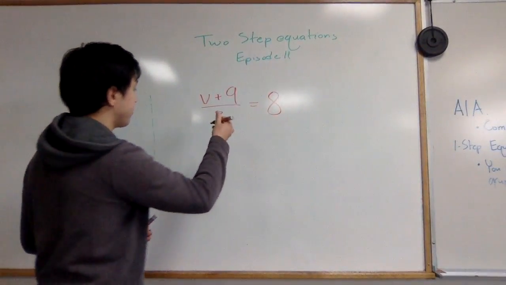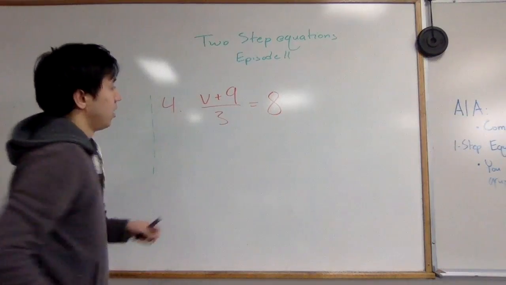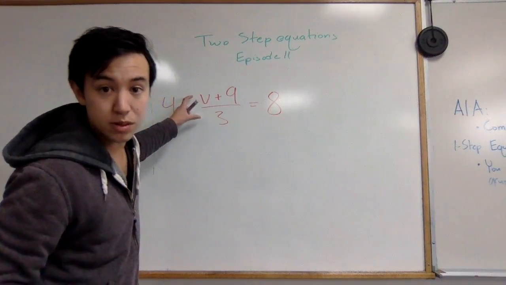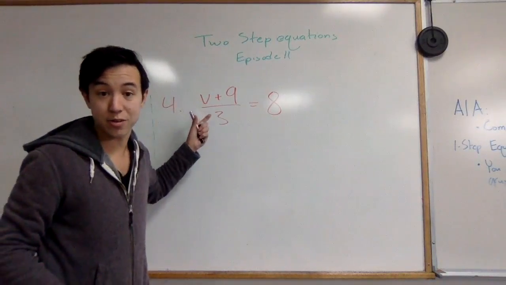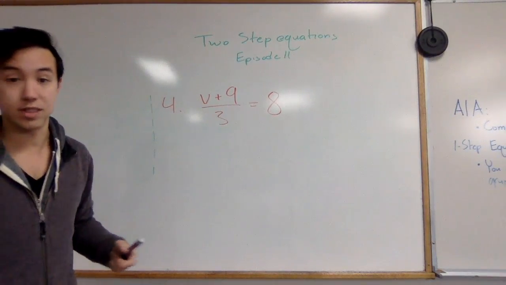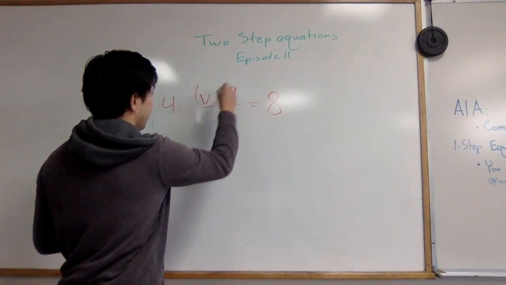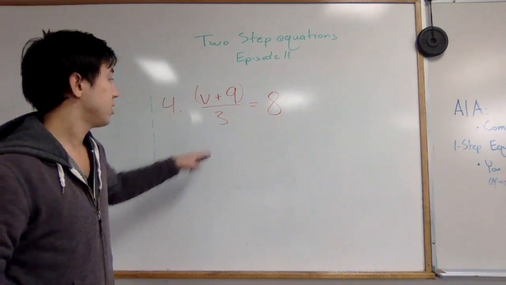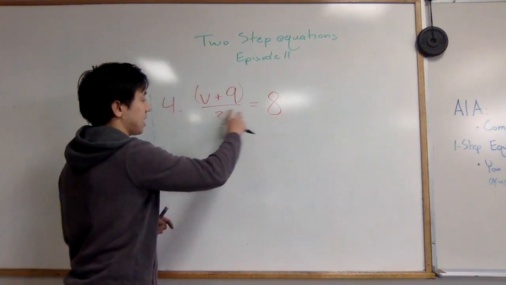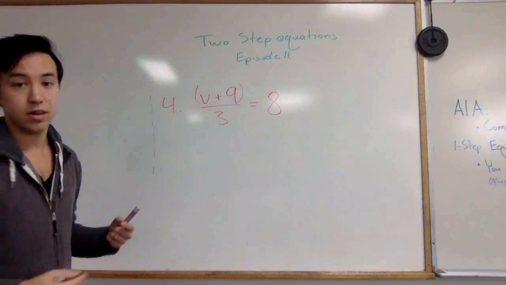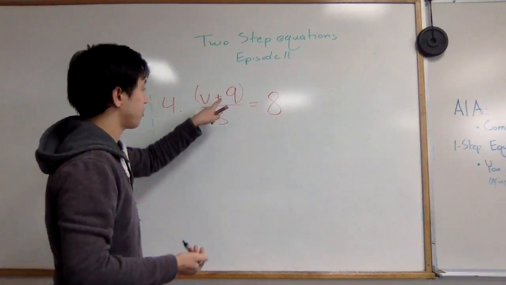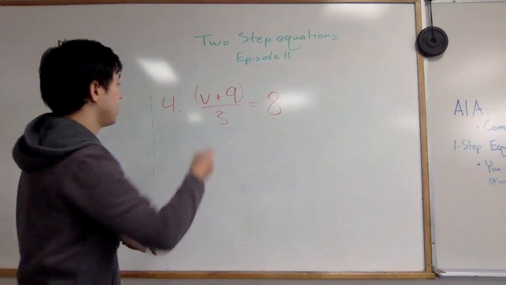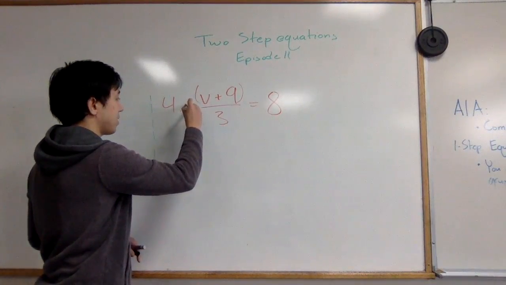Okay, so here's problem number 4. A setup like this, where you have the division bar that includes 2 different objects, is like the division equivalent of a distribution sign. That's saying this stuff is all being divided by 3. So we want to work to cancel out the 3 first, instead of in a normal two-step equation where we would have canceled out the plus 9. So if we want to cancel out this 3, we will multiply both sides by 3.